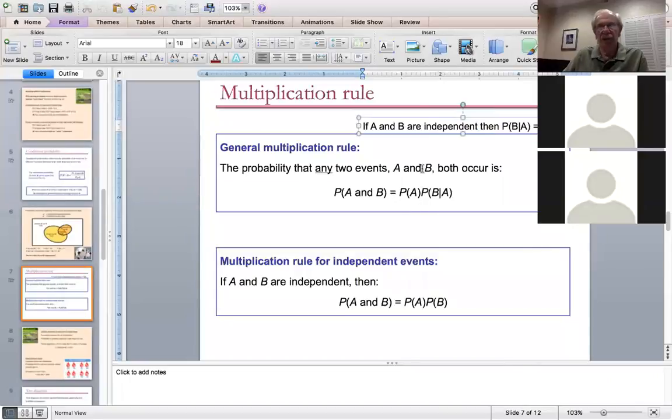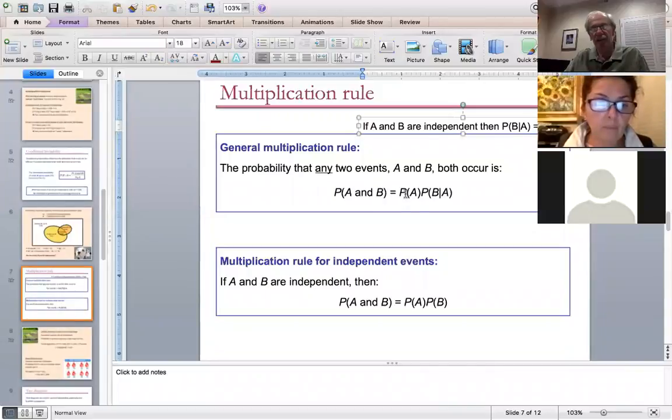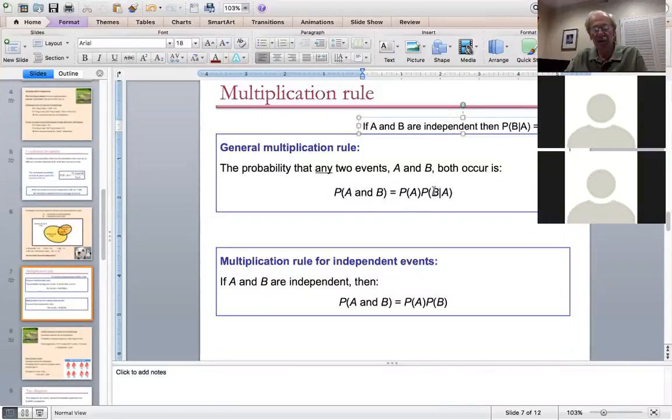So the only difference between these two equations is this term right here, this P of B given A. All that says is that this rule always holds. This is true always. If A and B are independent, then you can reduce this one to the bottom one. So you only need to know if the events A and B are independent to know which one to use. So then you ask yourself, are they independent?